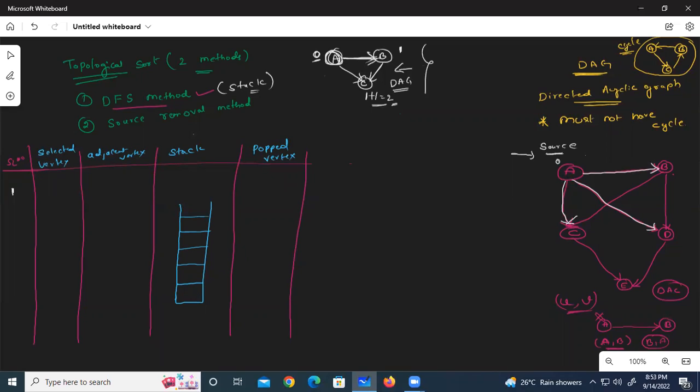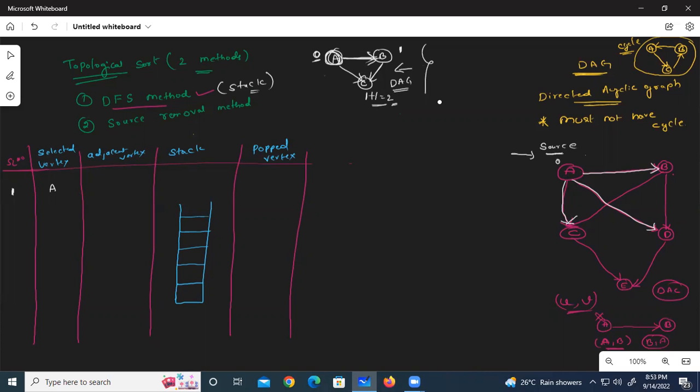Now I selected the vertex. That is one, you will call this one the serial number. If you write it, fine; if you don't write it, nothing to worry. This column is not required. If you want it, you keep it, but these things are required. So what is the vertex I selected? That is called A.